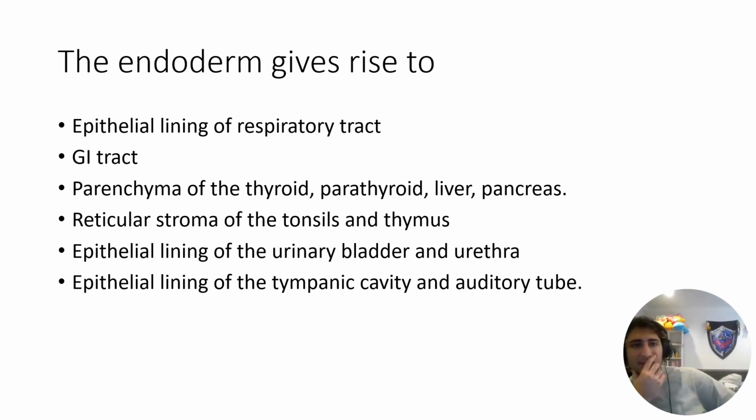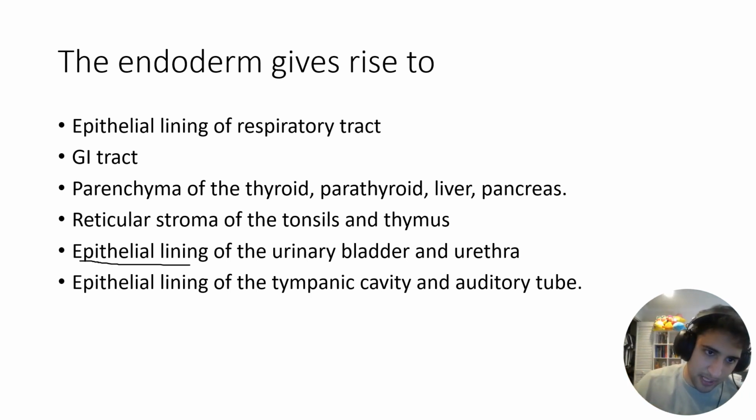So at the end of the day, the endoderm gives rise to the epithelial lining of the respiratory tract, the GI tract, the parenchyma of the thyroid, the parathyroid, the liver, and the pancreas, the reticular stroma of the tonsils and the thymus, and the epithelial lining of the urinary bladder and urethra, and the epithelial lining of the tympanic cavity and auditory tube. So even though the excretory structures are going to come from the mesoderm, the intermediate mesoderm, the epithelial lining of the bladder and the urethra is going to come from the endoderm. That's just something I want to point out.